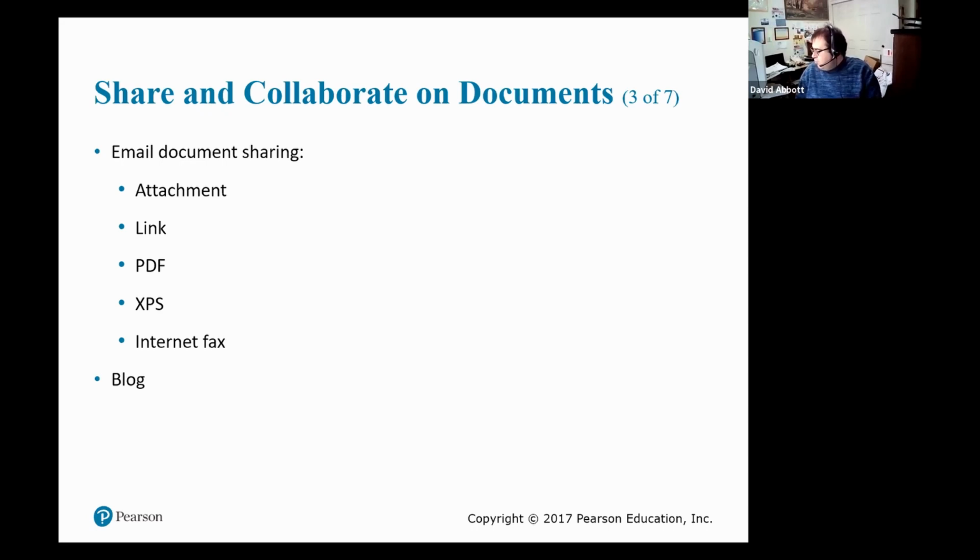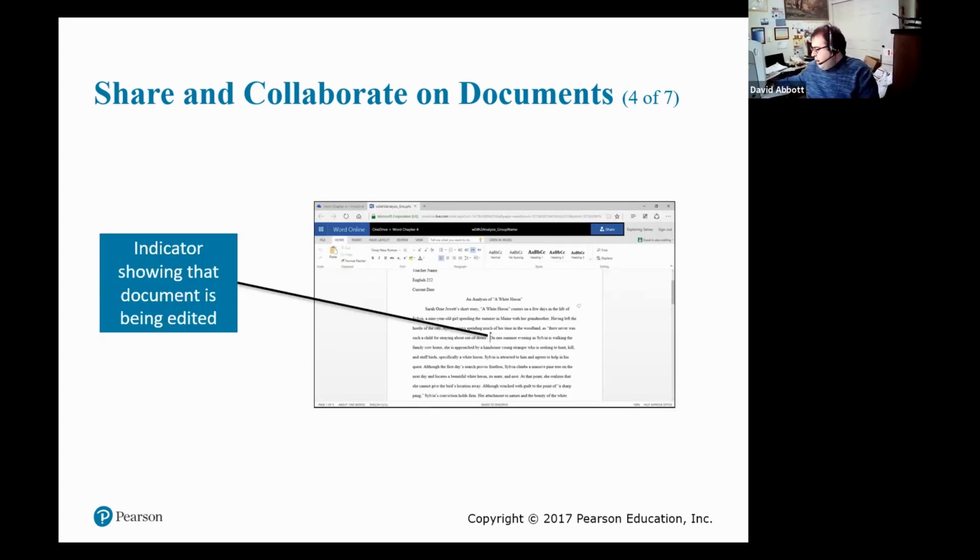You can also use Word to post a document to a blog. This is done by clicking File and then clicking on Share. And when you're sharing or collaborating in a document, Word's online real-time typing feature enables you to see where your co-authors are working in a document and what their contributions are as they type.